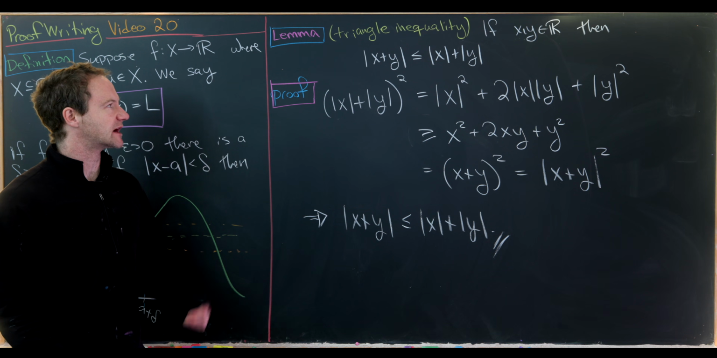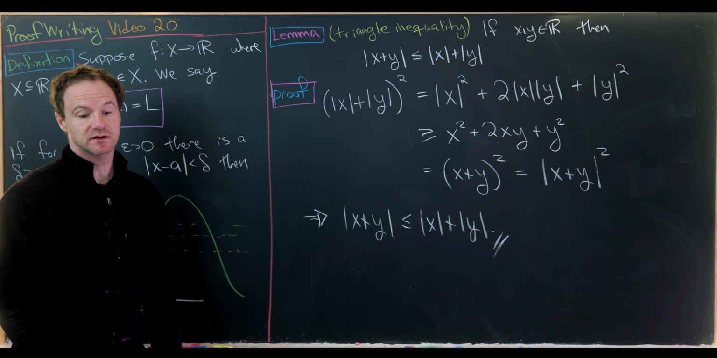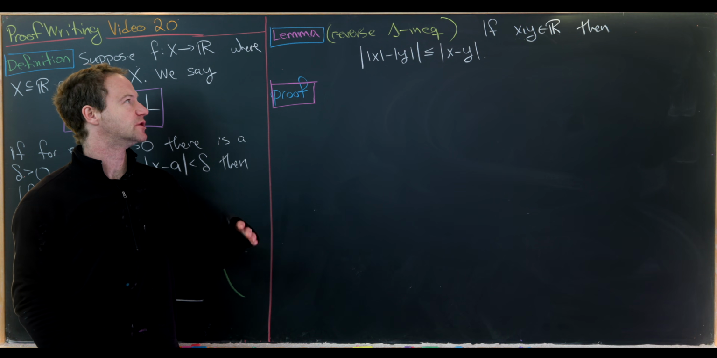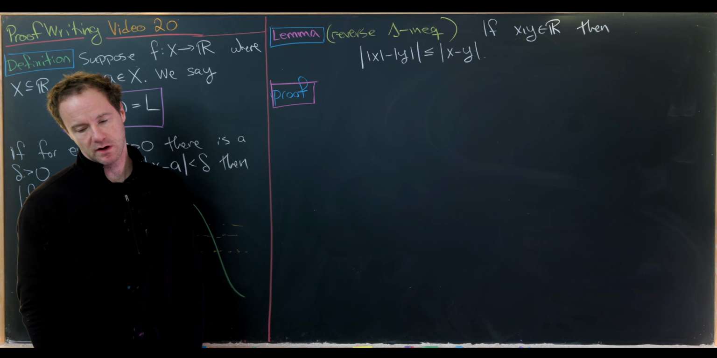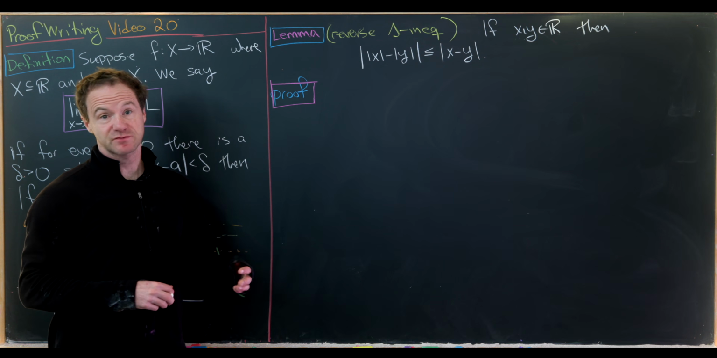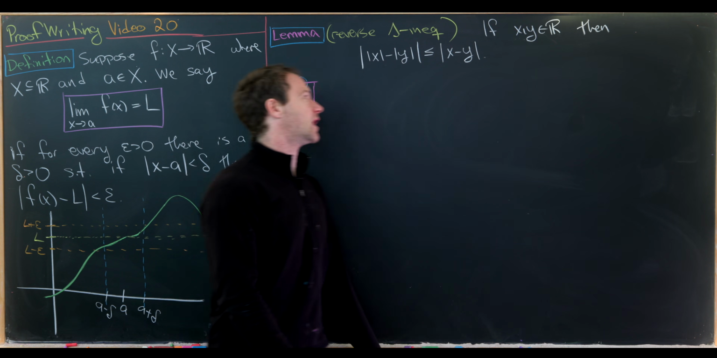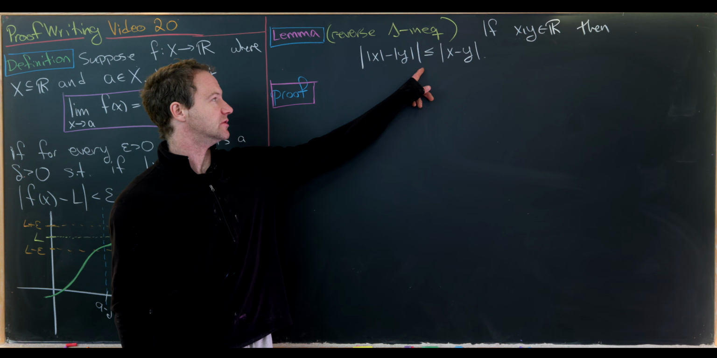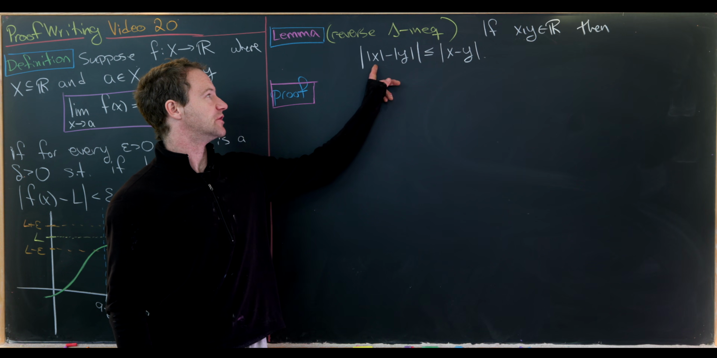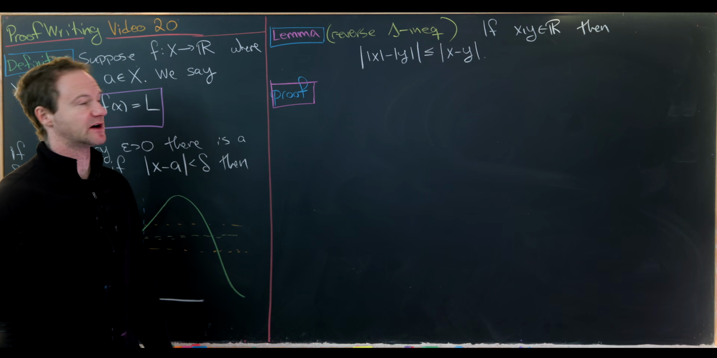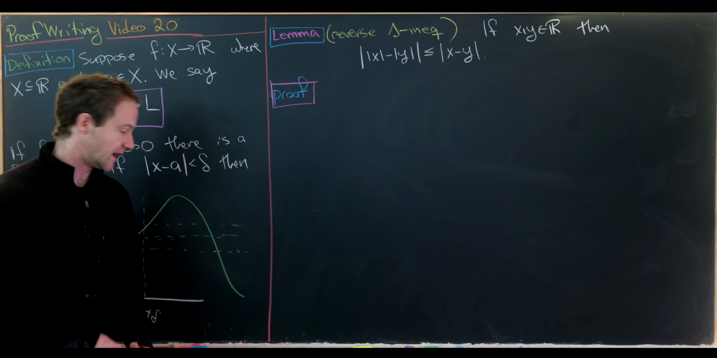Okay, so now let's look at our two other versions of the triangle inequality. The next version of the triangle inequality we'll look at is sometimes known as the reverse triangle inequality. And it involves subtraction instead of addition. It says that if we have real numbers x and y, then the absolute value of x minus the absolute value of y is less than or equal to the absolute value of x minus y.